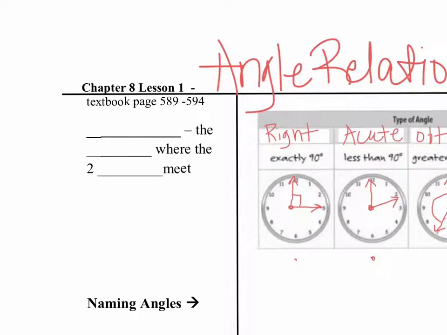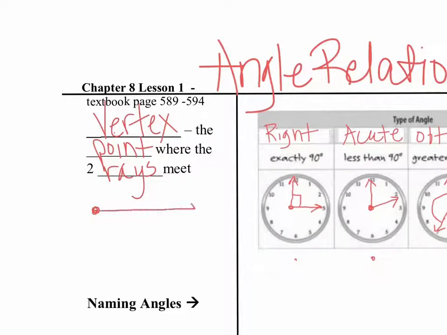So I said the word vertex several times, vertex being the point where the 2 rays meet. And if you have forgotten what a ray is, a ray has a point and then has an arrow that goes in one direction. That is your ray.